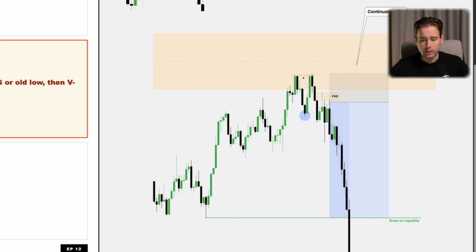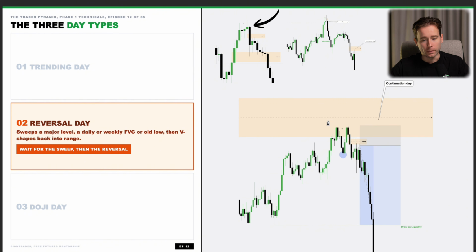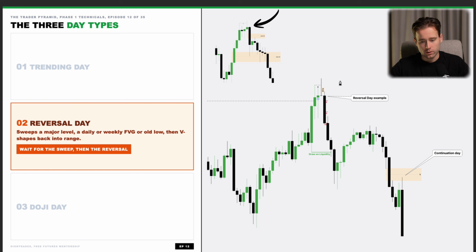Price trades into that 1 hour fair value gap. Then it sweeps liquidity, it breaks structure with a fair value gap, price comes back a couple times to the fair value gap, and then starts trading lower towards that drop on liquidity, making that the highest probability trade. So this is the reversal day, and this is the continuation day.